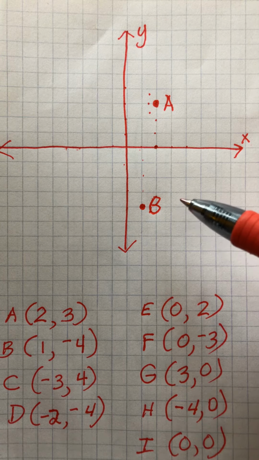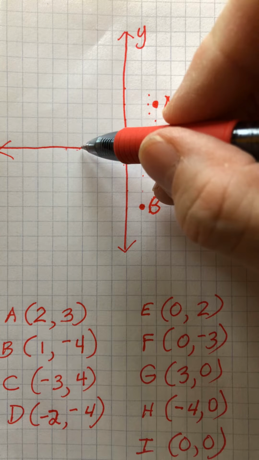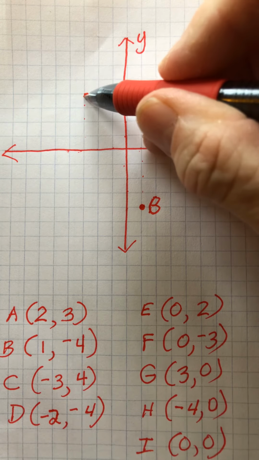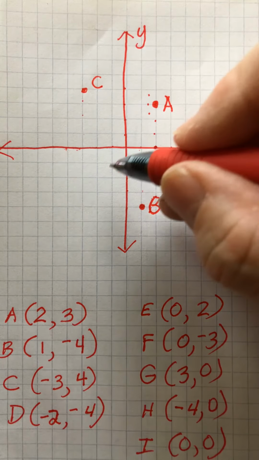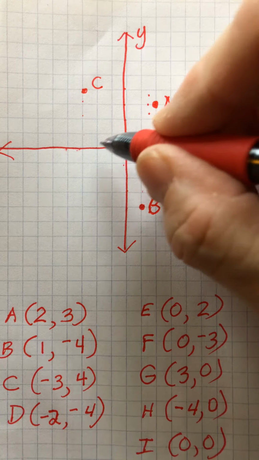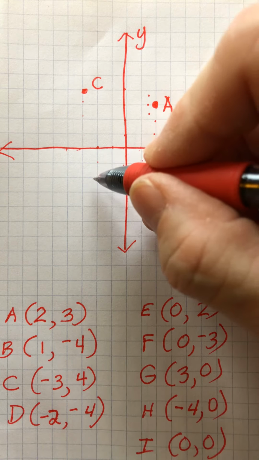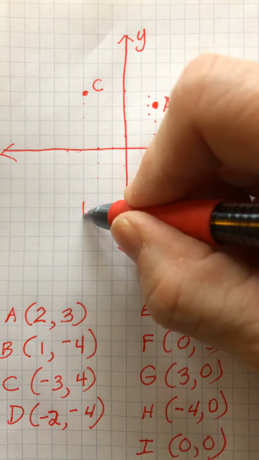Let's look at point C. -3, I'm going to go 1, 2, 3, and then up 4. 1, 2, 3, 4. There's point C. Let's look at point D. -1, -2, and then I'm going to go down 4. 1, 2, 3, 4. That's point D.